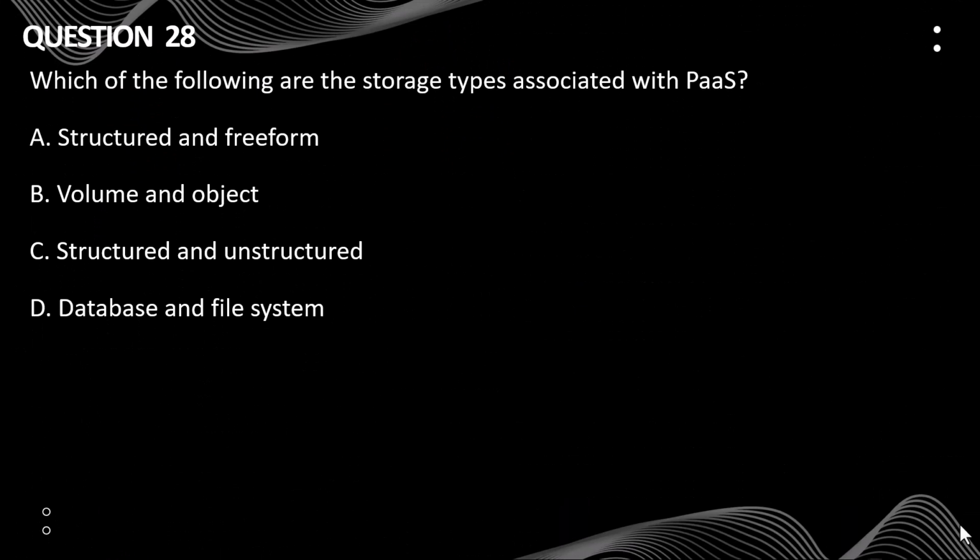Question 28. Which of the following are the storage types associated with platform as a service? A. Structured and freeform. B. Volume and objects. C. Structured and unstructured. D. Database and file system. The answer here is option D.